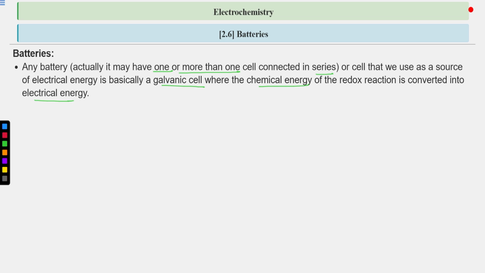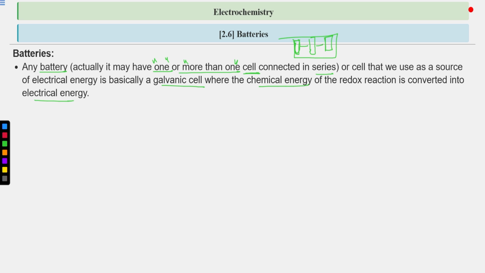First of all, let me give you a basic overview of the battery. It is written in the bracket that any battery may have one or more than one cell connected in series. In the last lecture we talked about cells connected in series. So battery is the name of that arrangement where cells, either one or more than one, are connected in series. If one cell is connected with other cells in series, that is referred to as the battery as a whole.